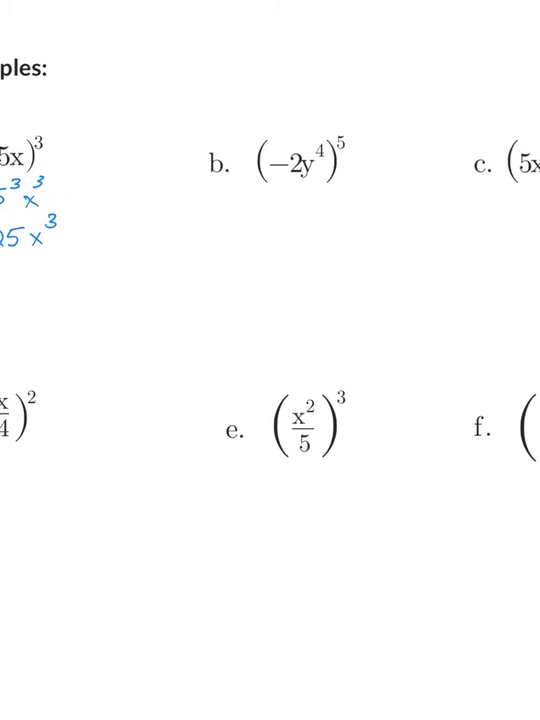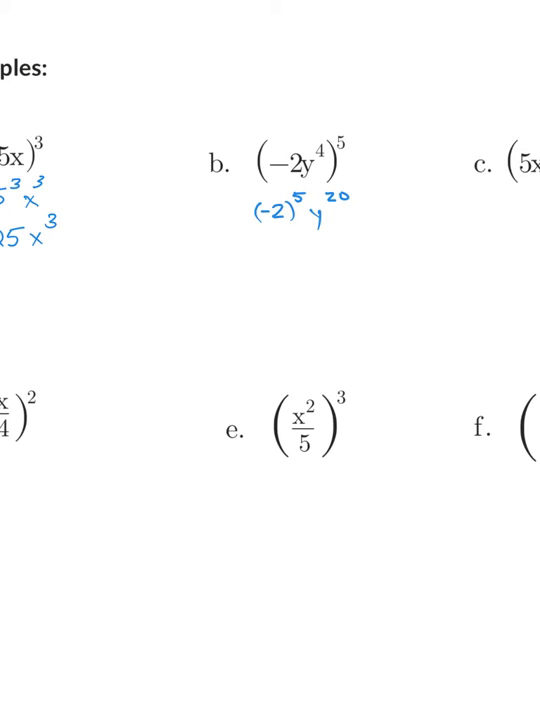If we look at example B, the first thing that I want to do is again distribute the exponent of 5. Now you do want to be very careful here, because note that the negative is inside parentheses. And so when we distribute our exponent, we get negative 2 raised to the 5th. And then now we have y to the 4th raised to the 5th. Since we are distributing an exponent, we want to multiply the exponents. And so we should get y to the 20th.